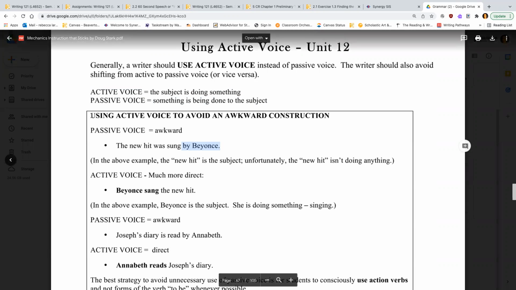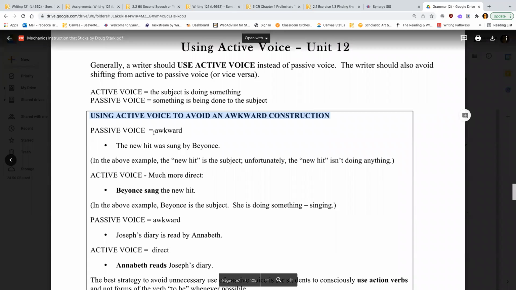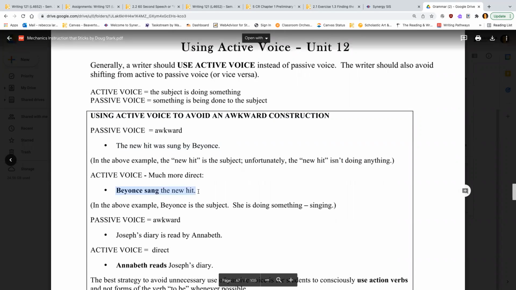And one of the reasons we like to use active voice is to avoid awkward construction. Passive voice leads to confusion and miscommunication, which is why we don't like it specifically in writing. It feels like you're hiding who's doing something, even if you don't mean to, and then it's confusing for your reader to follow along with you. So passive voice is oftentimes awkward, right? Like we could hear the sentence, "The new hit was sung by Beyonce." Okay, great. But it would be much more direct if we just say, "Beyonce sang the new hit."